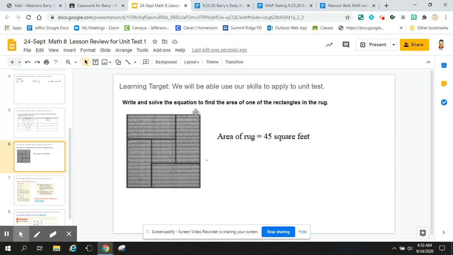Now on this side here, you're going to be given an area of a rug. The area of the rug is 45 square feet. Your task is to write an equation for it and solve, and to find the area of only one rectangle on this piece of rug. Now all of the rectangles are 2 times the square. So in this rectangle, you have 2 squares. So you've got to figure out, how can I set up an equation to get the area equaling 45?